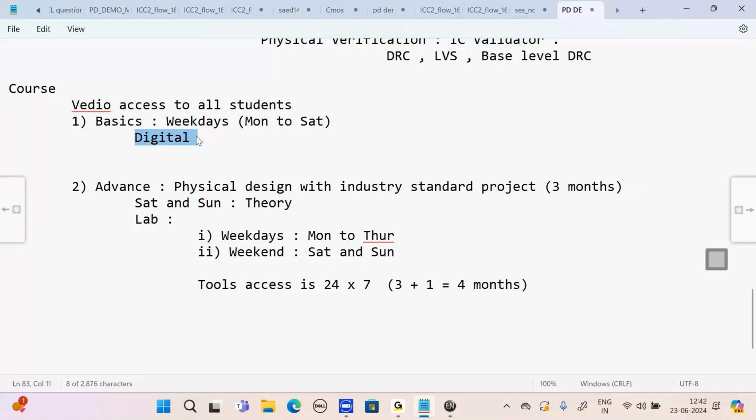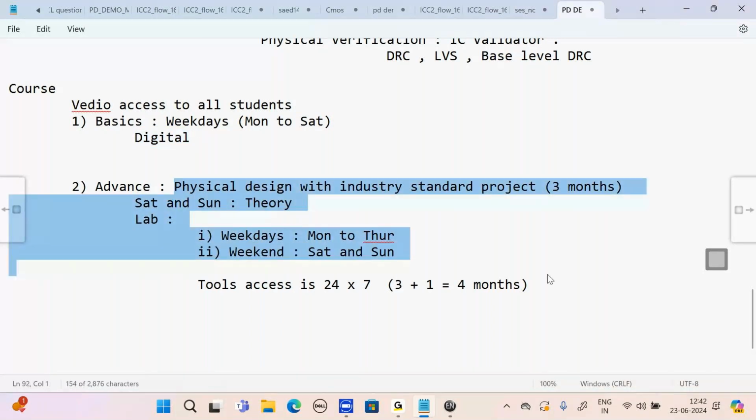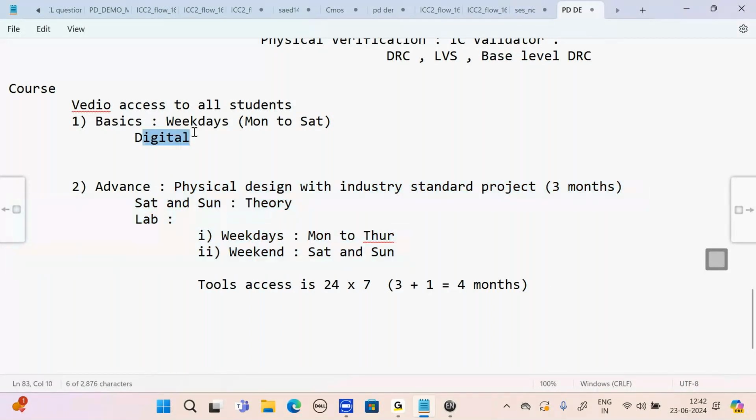So even if you answer the advanced part, if you're not answering the basic part, your interview will not be cleared. Basics is important. If they ask the question, what is the full form of FPGA? Field programmable gate array. What is MOSFET? Metal oxide semiconductor field effect transistor.